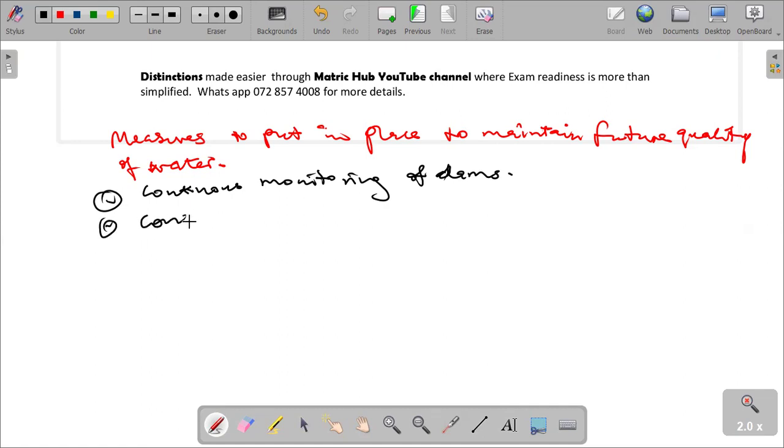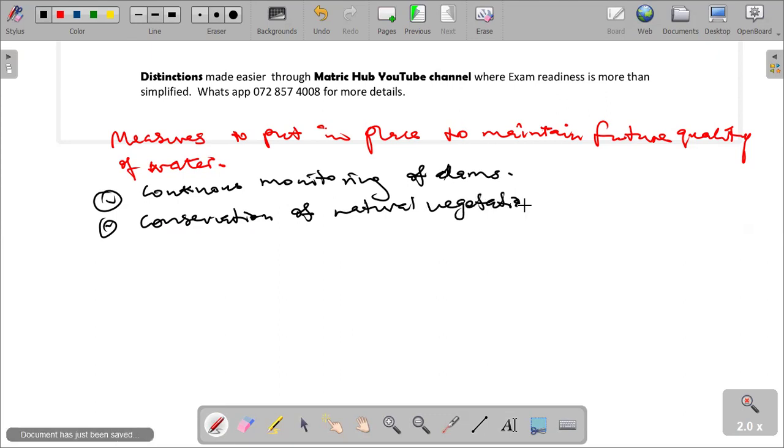Conservation. We are saying conservation of natural vegetation and drainage basins.